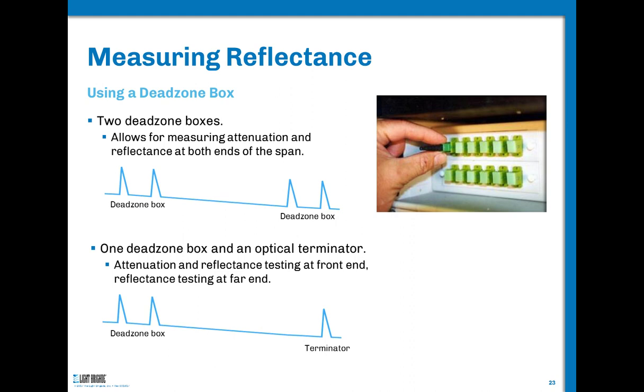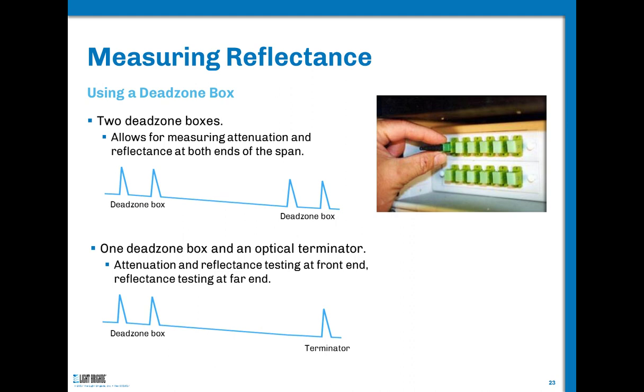But at the same time, if the reflectance value was minus 55, then in that case, we'd meet spec for the reflection criteria for a UPC connector. If it was an APC, the reflectance would be lower, and thus the value would be higher. The photo to the right, by the way, is the technician here is inserting an optical terminator into one of the connector ports.